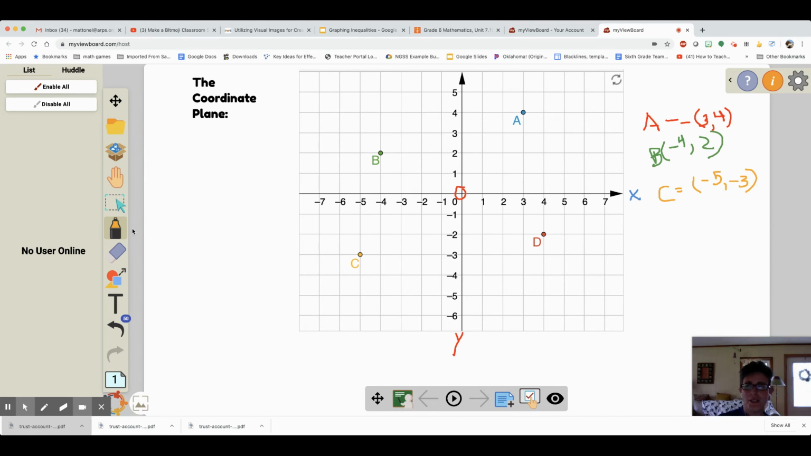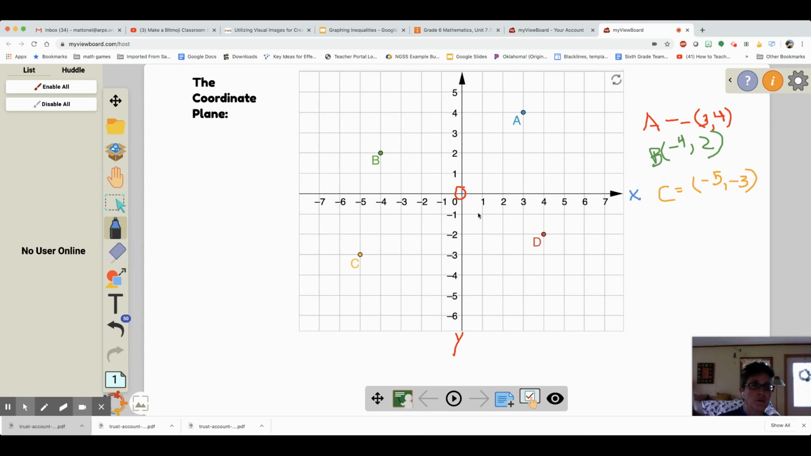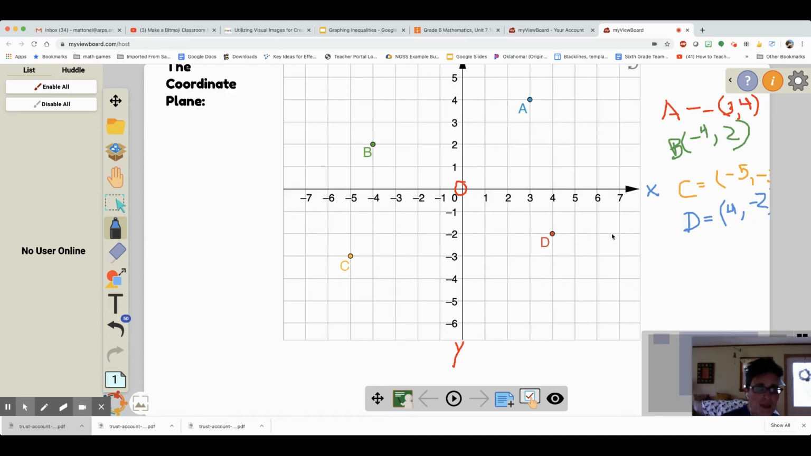And finally, D. I go to the right, 1, 2, 3, 4, and now I'm going down, so it's -1, -2. Point D is (4, -2). And that would be how you plot the points.